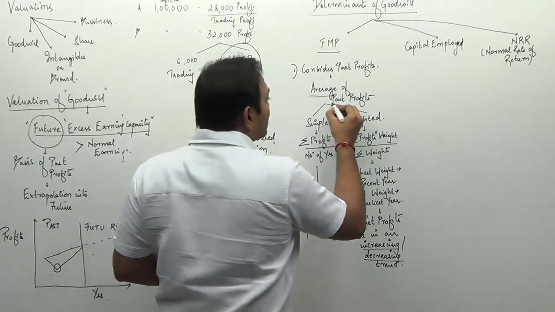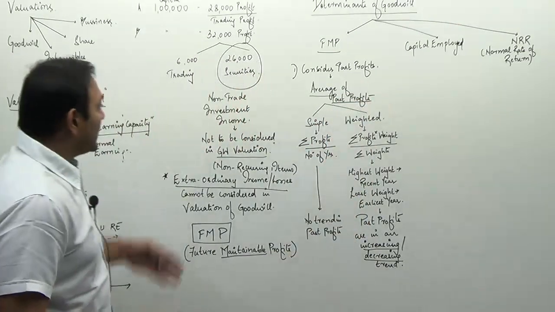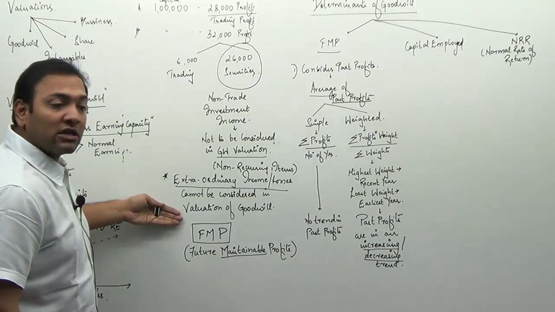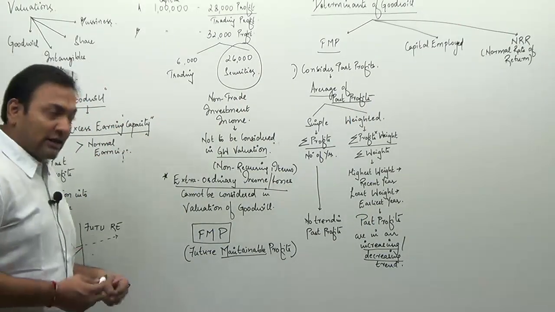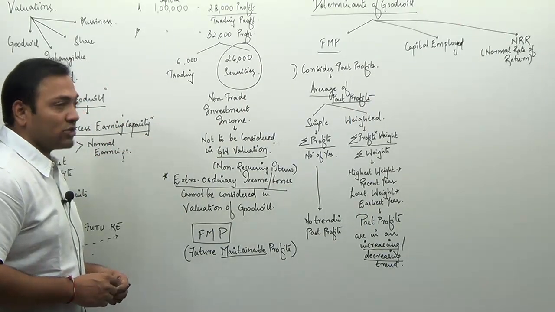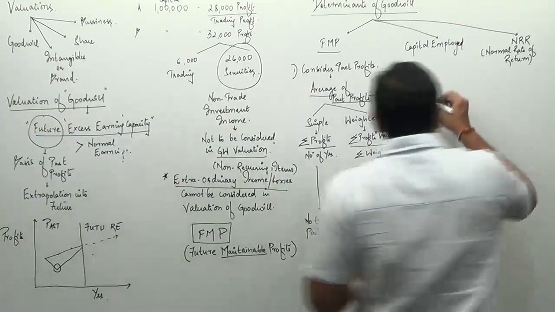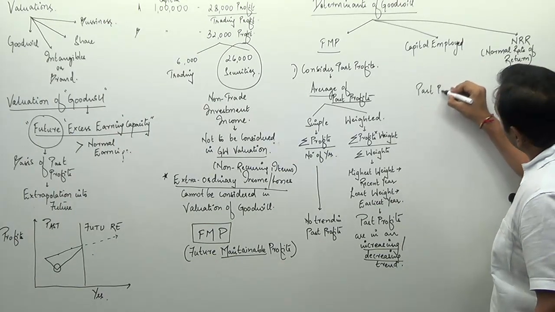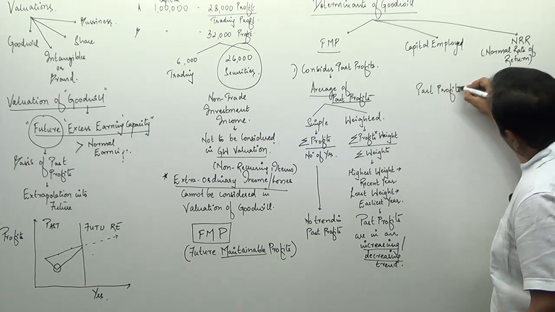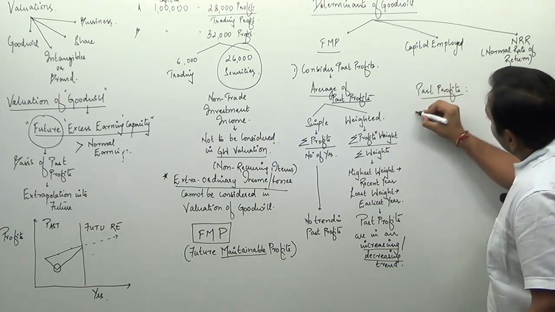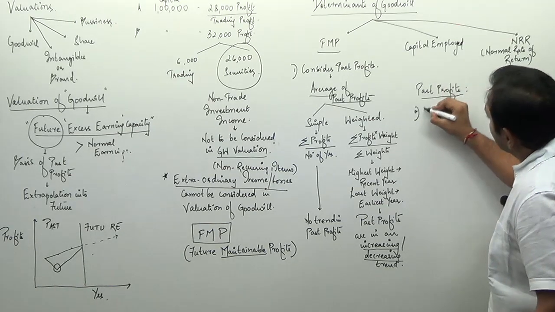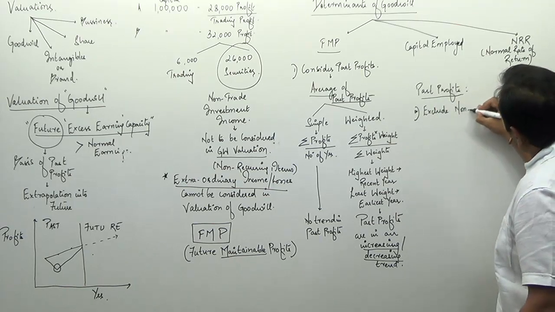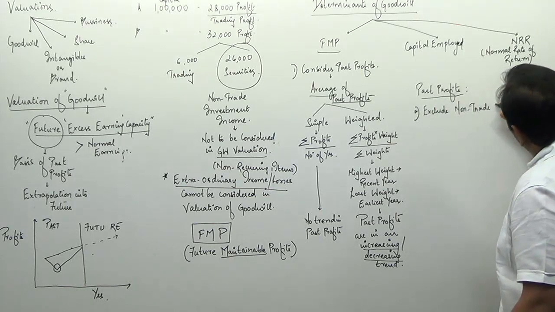This is regarding average of the past profits. Like we have already concluded, you cannot consider non-trade investment income. At the same time, you cannot consider your extraordinary income. Well, there are other things also which we need to consider as far as your past profits are concerned. So when we are talking about our past profits, the first exclusion from the past profits is to exclude non-trade incomes.